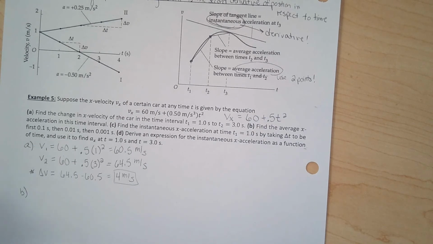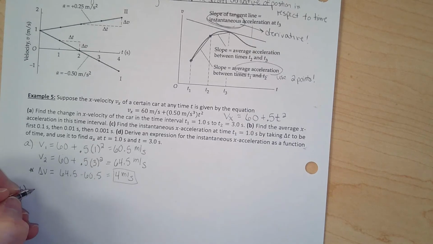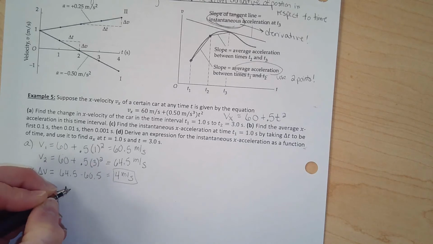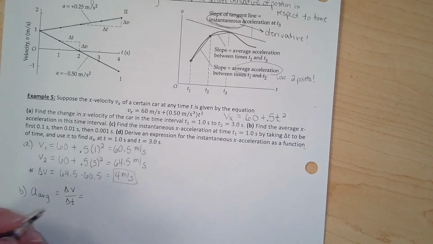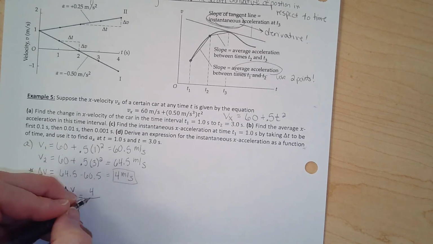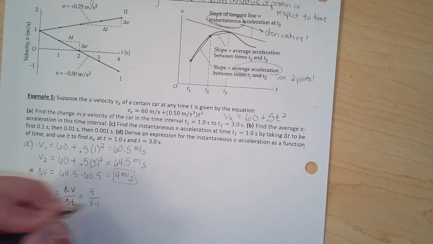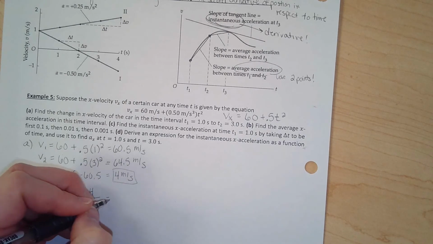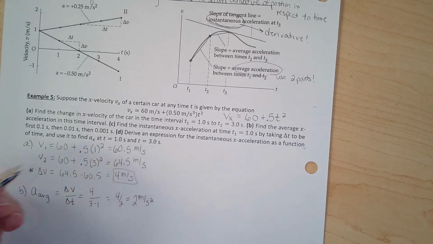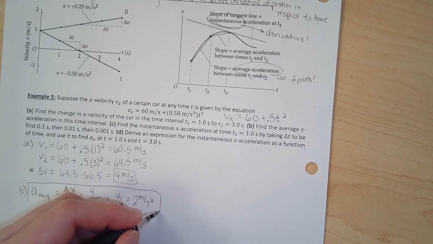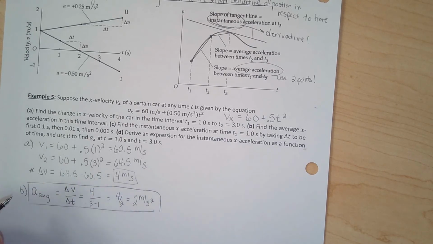Part B says find the average x acceleration in this time interval. So that is average acceleration. It's really important that you hear that it's average, because that means they want you to find delta v, which we just did, over delta t. So our delta v we already found is 4 meters per second, and the time change was 3 minus 1, because it was 3 seconds and 1 second. So that's 4 over 2, so it's just 2 meters per second squared. Remember, this was average acceleration, not instantaneous acceleration.